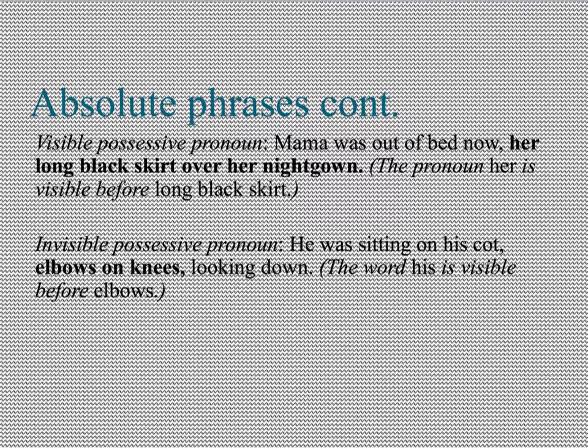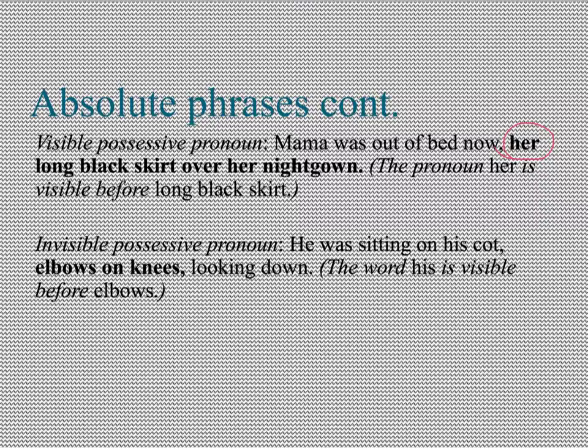All right, examples of visible possessive pronouns. Mama was out of her bed now, her long black skirt over her nightgown. The pronoun her is visible before the long black skirt, so that's the visible possessive pronoun. And a possessive pronoun tells you who the long black skirt belongs to.